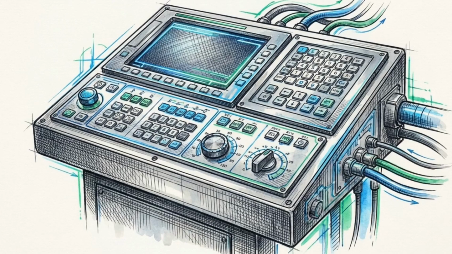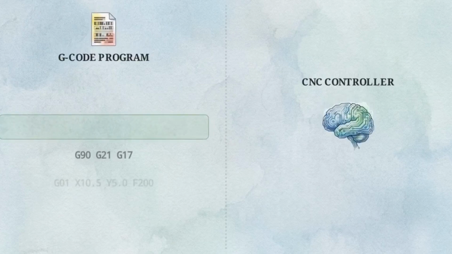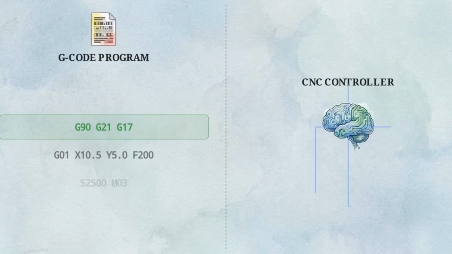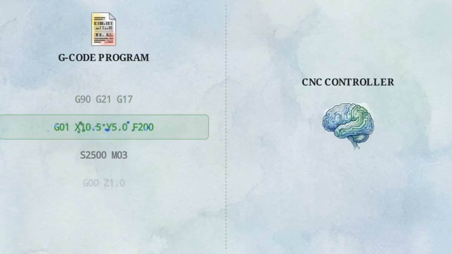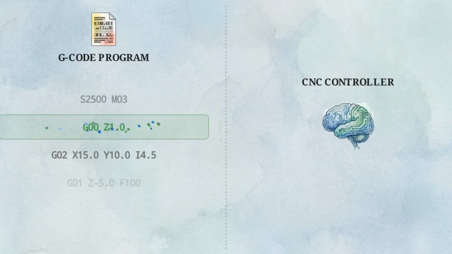In our machine, that role belongs to the CNC controller. The controller acts as the brain of the entire manufacturing system. On one side, we have our lines of code. On the other, the controller actively reads each line, interpreting those numbers into a coordinated plan. It acts as a translator, converting your written intent into actionable digital commands.